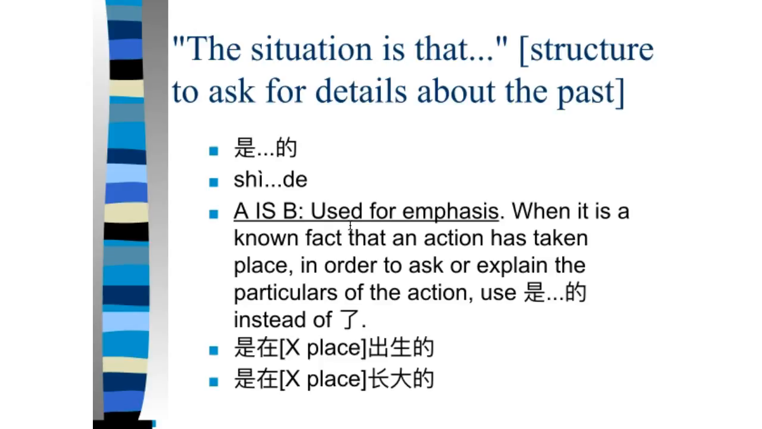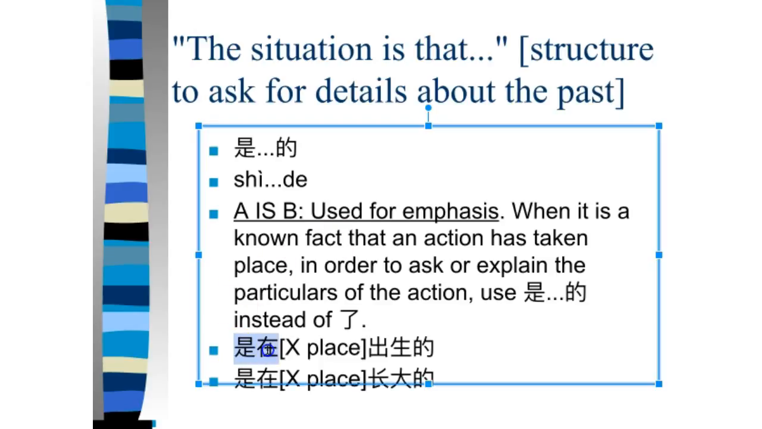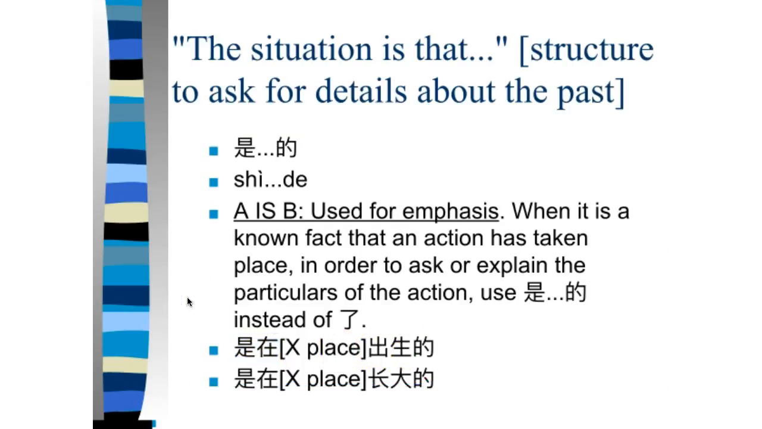So if I want to say I was born in the past, we all know you're born. That's not everyone's born. So it's kind of a detail to say where you're born. Say I was born in America. I would say 我是在美国出生的. And the same thing for growing up. Everyone has to grow up. That's already a known fact that you grew up at some time in the past. Where did you grow up? That's a detail. You would say 我是在美国长大的. I grew up in America. And those are how we use 是的.